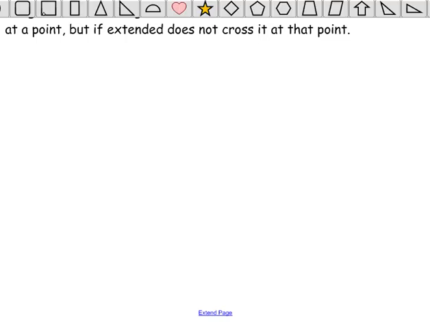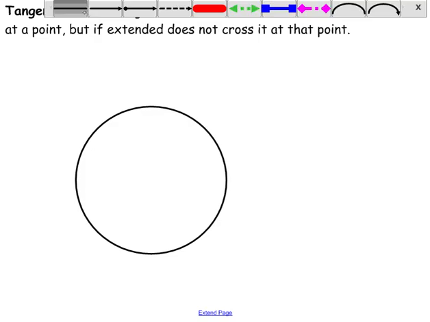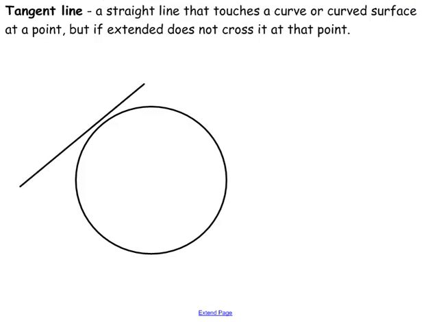So let's take a curved surface or circle, and let's draw a tangent. There it is. Meets our definition, right? A tangent is supposed to touch the circle or the curve at a point. We call that the point of tangency.